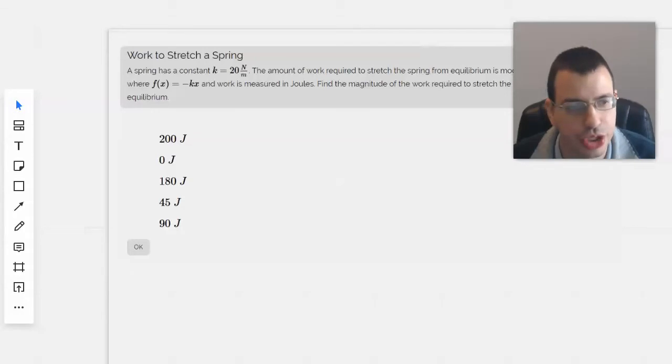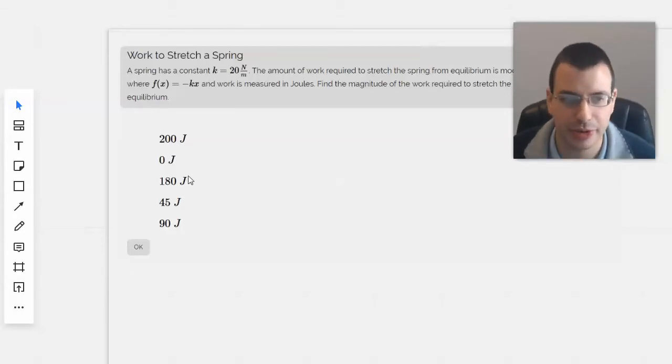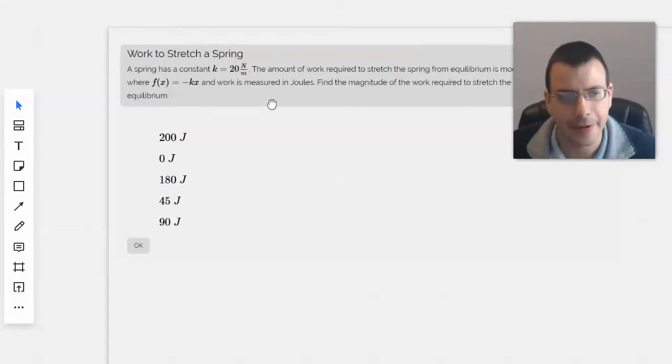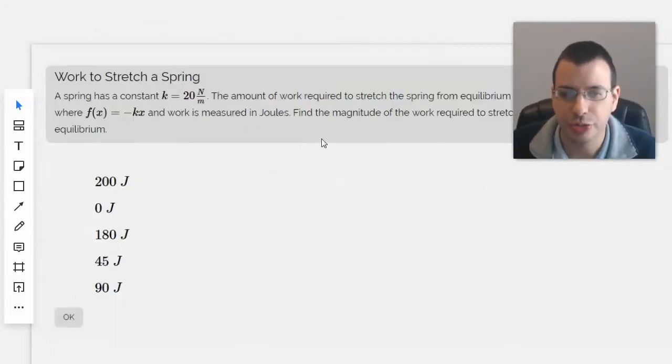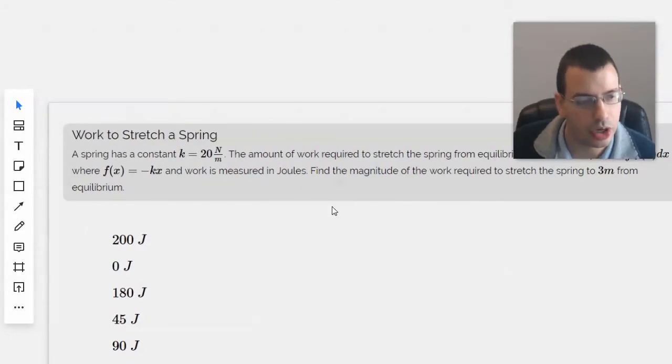Work to stretch a spring. The spring has a constant k of 20 newtons per meter. The amount of work required to stretch the spring from equilibrium is modeled as work equals the integral of f of x dx, where f of x is negative kx.